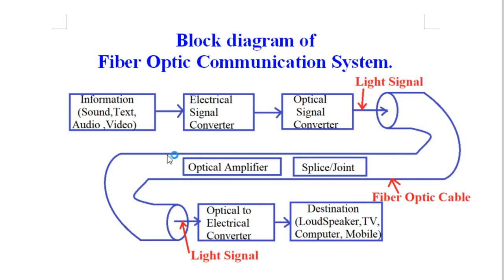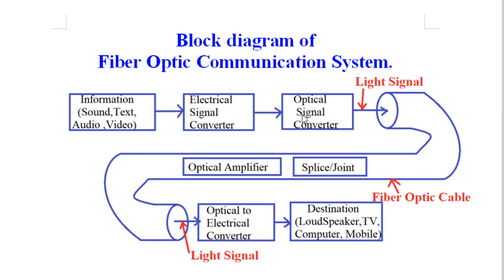In this way, we started from the first block and understood what it is. Then we came to the second block, which is a transducer, which converts all this signal into electric signal. Then we come to the optical converter of a particular wavelength. Examples of optical converter, which converts an electric signal into a light signal, are number one, light emitting diode, and number two, laser diode. These two sources are widely used.